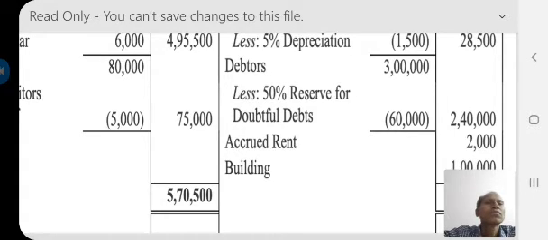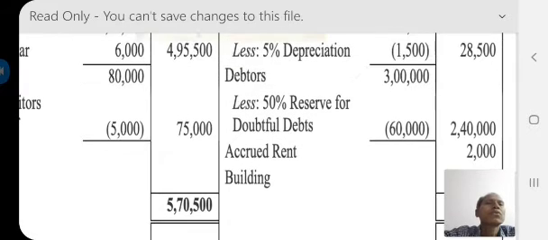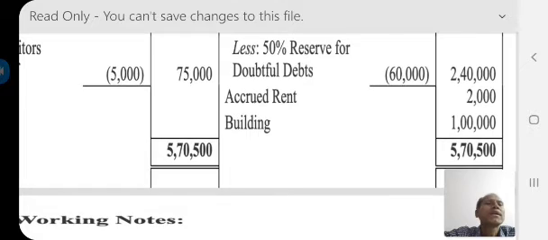So here some mistake has gone. 20% should be rectified. 20% reserve for doubtful debts, that is equal to 60,000. So 3 lakhs into 20%, 60,000. After deducting this, the arrived amount is 2 lakhs 40,000.